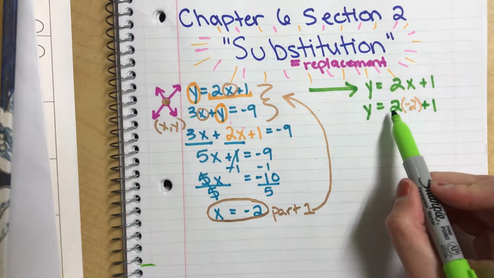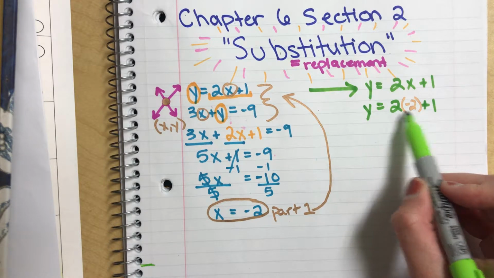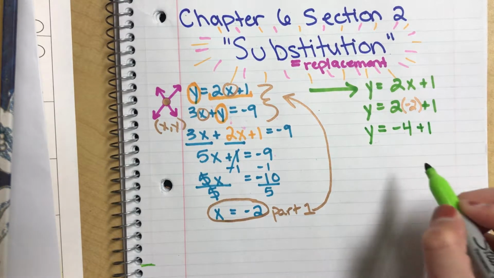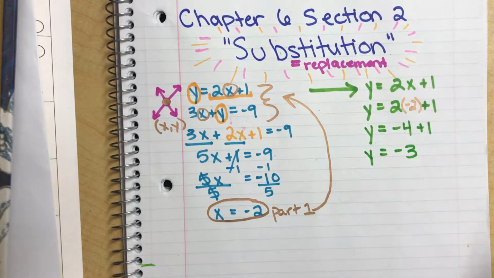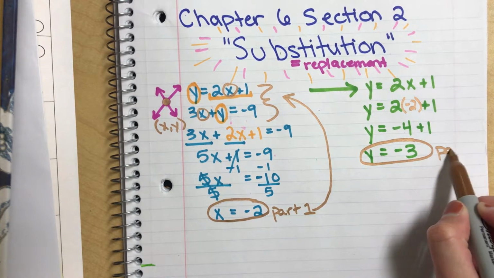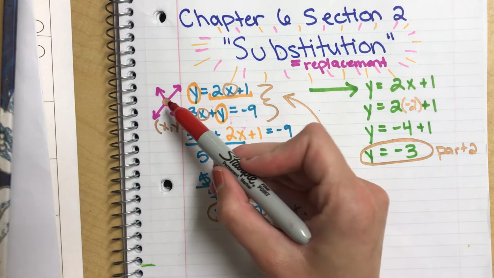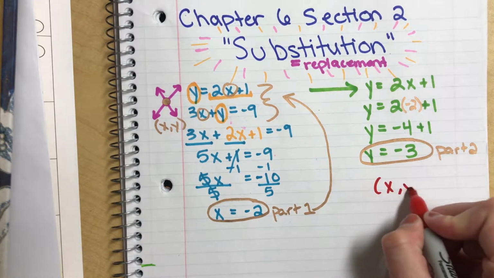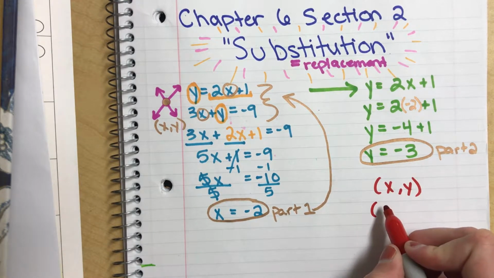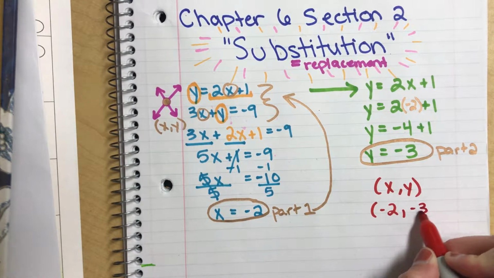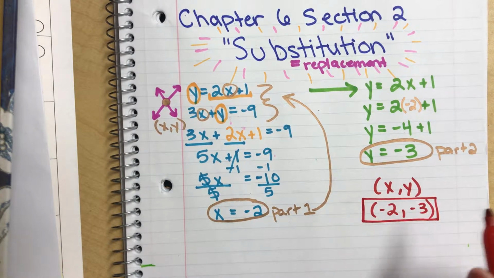Now, I can solve for my y variable by multiplying out this right side. So I get y is equal to negative 4 plus 1, and negative 4 plus 1 should be negative 3. This is going to be part 2 of my solution. Because I know that my coordinates are x, y, my final answer should be my x value, which we said was negative 2, and my y value, which we said was negative 3, and this is going to be my solution where these two lines intersect.